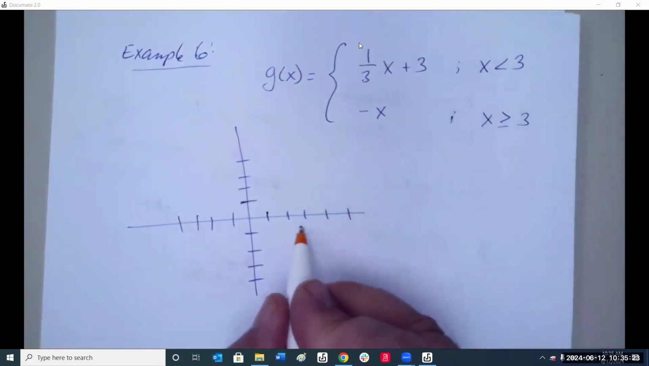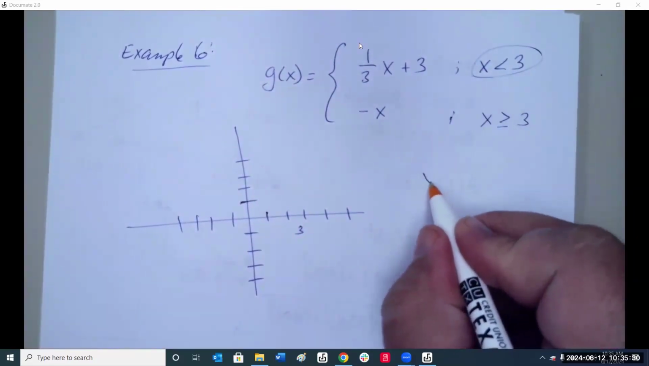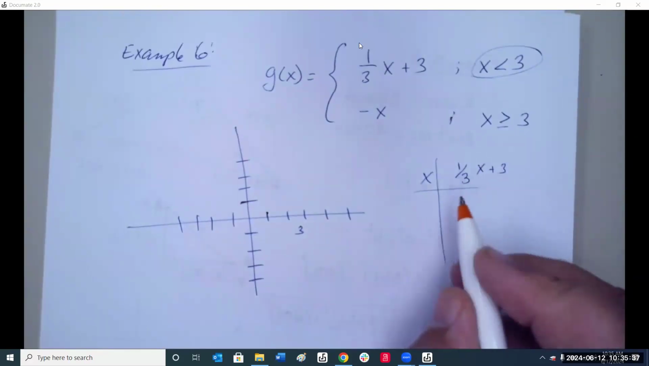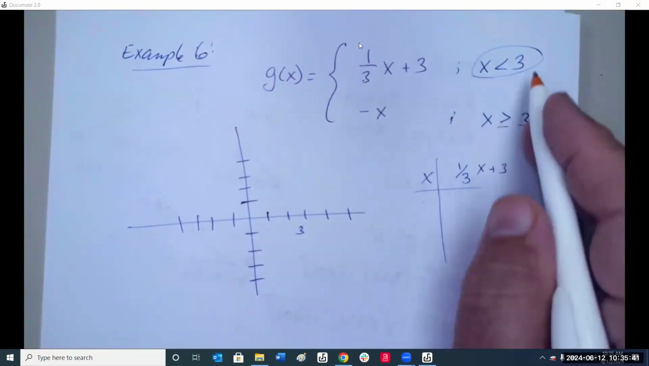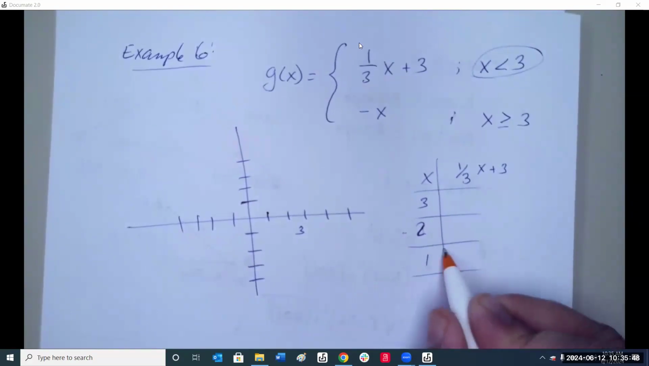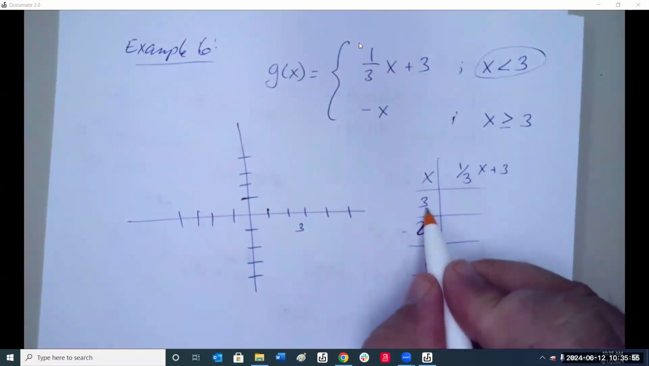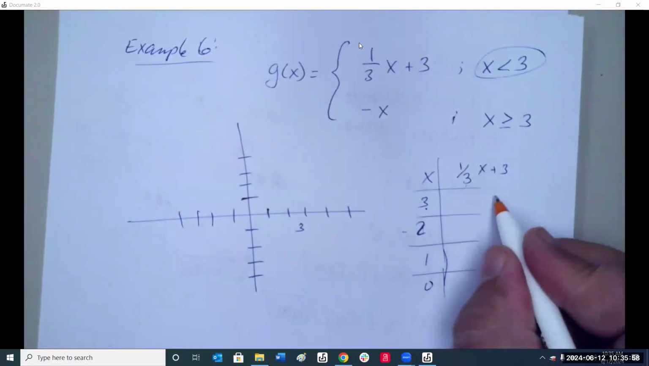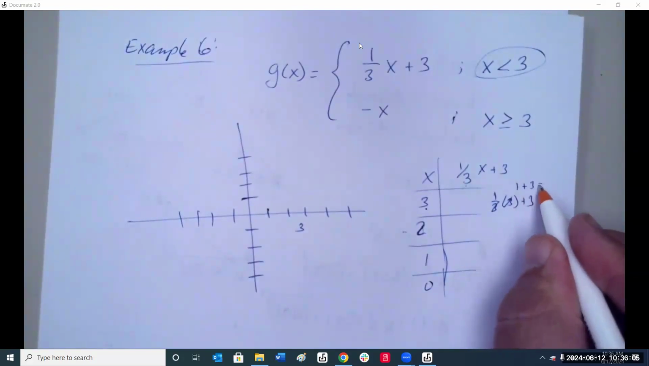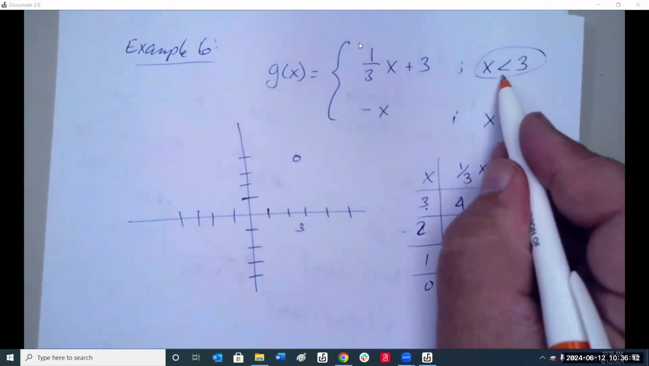All right, so here's 3. Let's look at the left of it, all the values for x being less than 3, and we use this equation. We'll start off with 3, and x is less than, so we go down to 2, to 1, to 0. When x is 3, we plug it in and get 1/3 times 3. The 3's cancel, so we get 1 plus 3 equals 4. So at 3, we go up to 4. It's an open circle because I cannot use the 3.